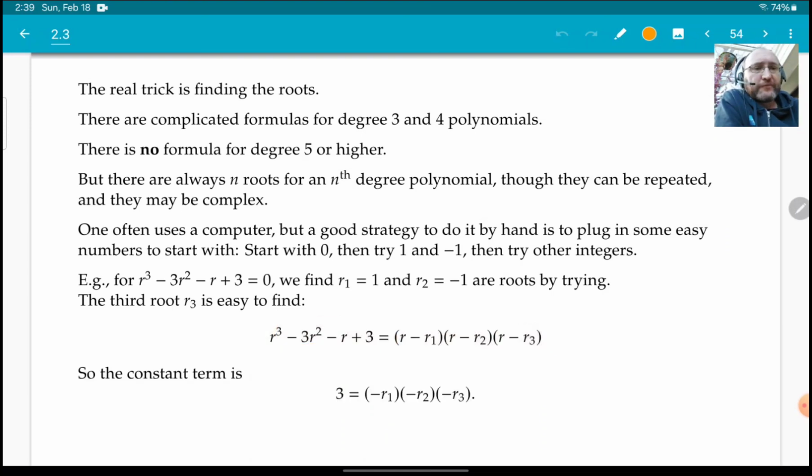So the constant term of this, I could expand this, but I could just figure out, well, what is the constant term? It would be this times this times this, meaning minus R1 times minus R2 times minus R3. That has to be this 3. Every other thing that I get from expanding this has an R in it, right? So that means that 3 is the product of the negatives of the roots, right? And I know 2 of the roots, 1 and -1, so I plug that in, and I get that -1 times minus R3 has to be equal to 3. That means that R3 is 3. And I have the third root, right?